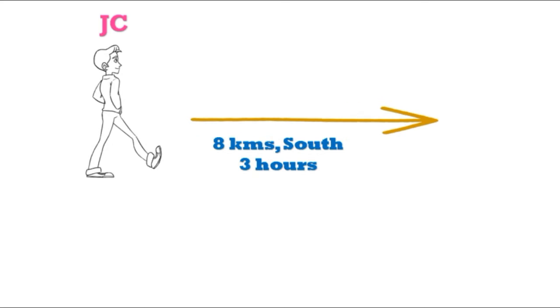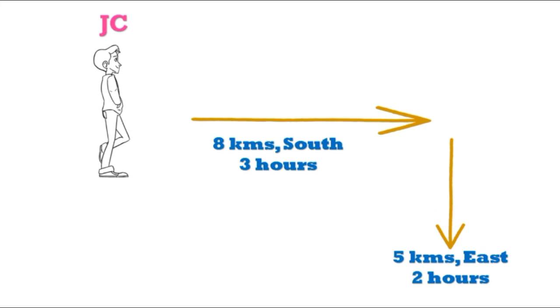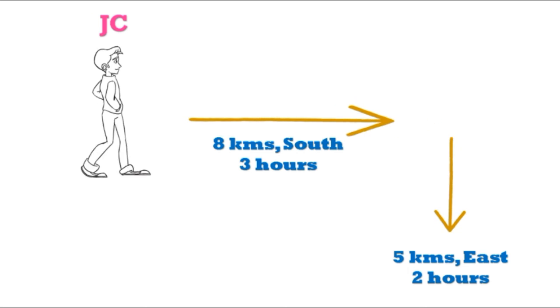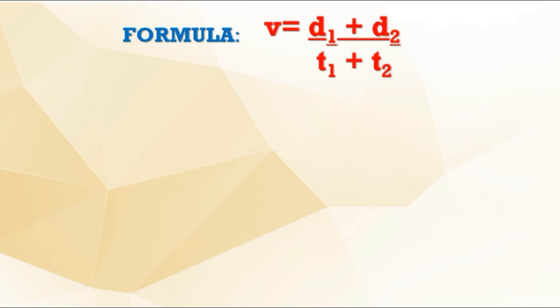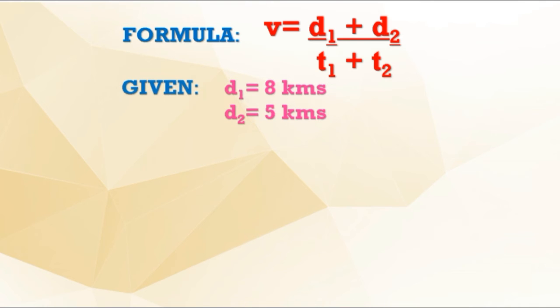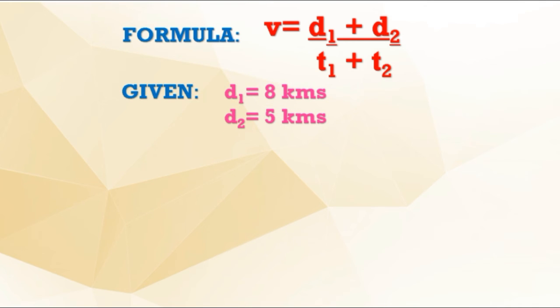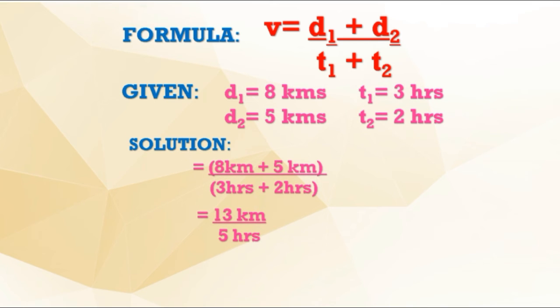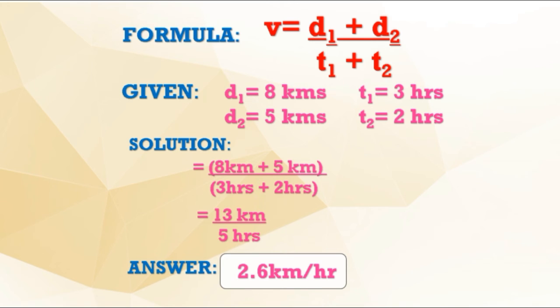For example, JC walks 8 kilometers south in 3 hours and 5 kilometers east in 2 hours, in an adjacent direction. So, we will add the two distances as our displacement first. Here are the given for two distances and two time intervals. Solution: 8 kilometers plus 5 kilometers, that's 13 kilometers. 3 hours plus 2 hours is 5 hours. So 13 kilometers divided by 5 hours is 2.6 kilometers per hour.